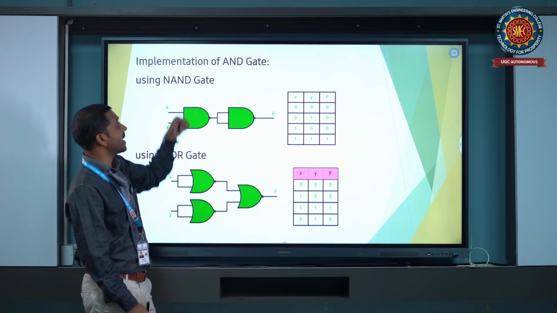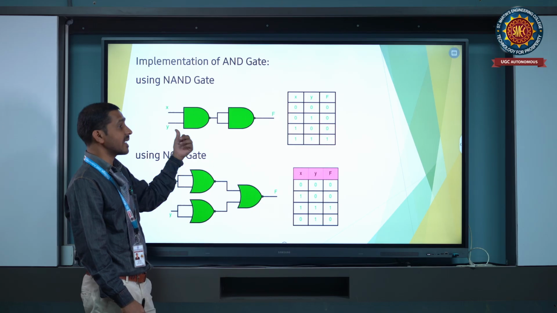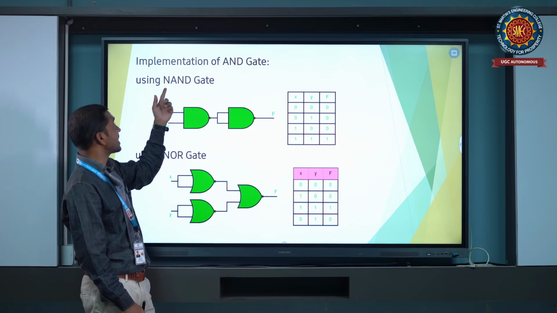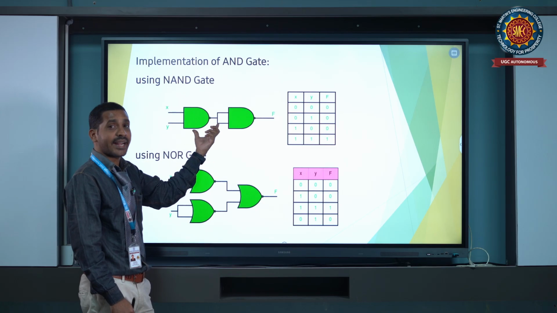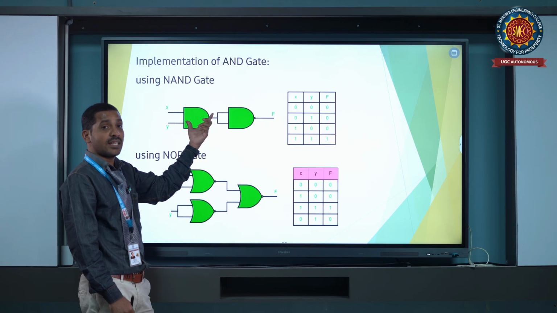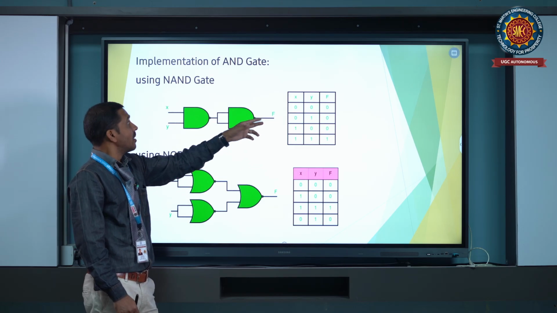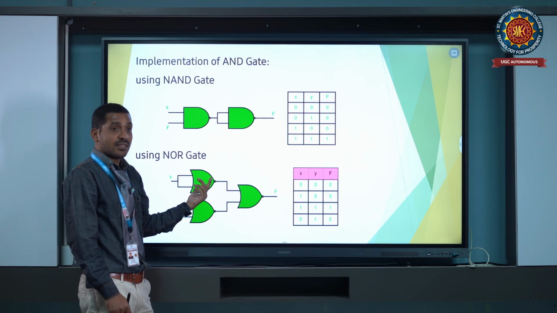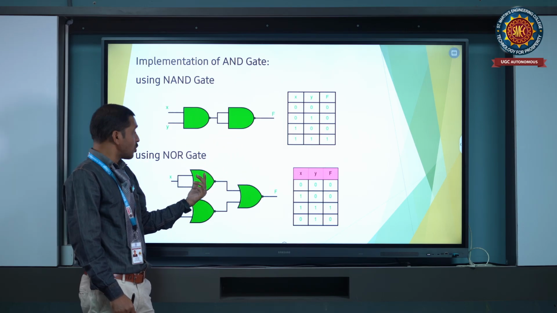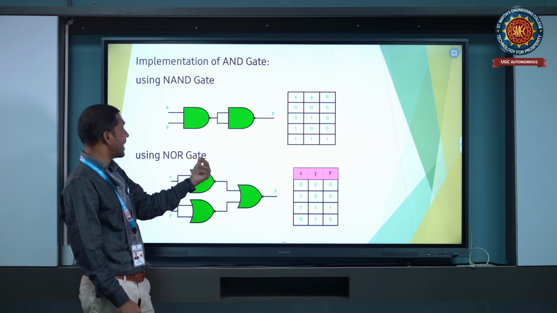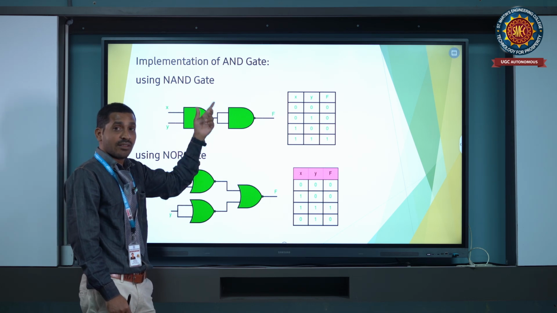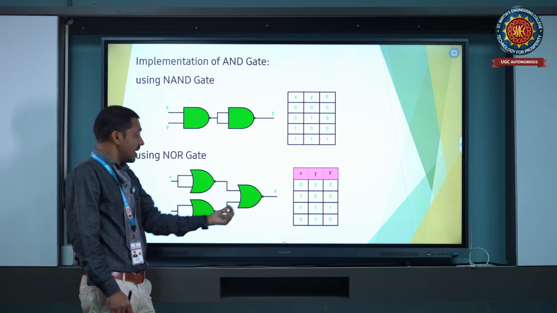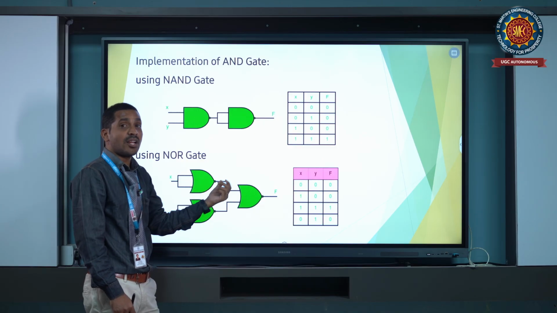Next one is the implementation of the AND gate using NAND gates and NOR gates. Using two NAND gates, it will realize the AND gate. Using NOR gates, with two inputs, it will implement an AND gate using three NOR gates.